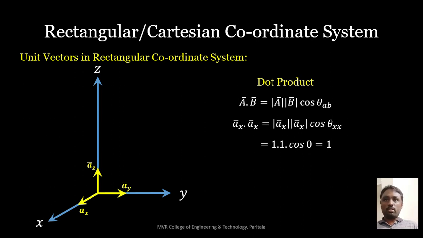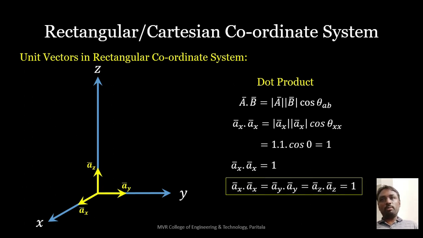So 1 into 1 into 1 will give 1. So ax dot ax is equal to 1. If you take ay, the same result: ay dot ay is magnitude of ay into magnitude of ay, and the angle between y and y is the same, 0. So it will also give 1. So ax bar dot ax bar, ay bar dot ay bar, and az bar dot az bar will result in unity. So if you make the dot product between the same vectors, it will give unity. You need to identify this from this point of view.